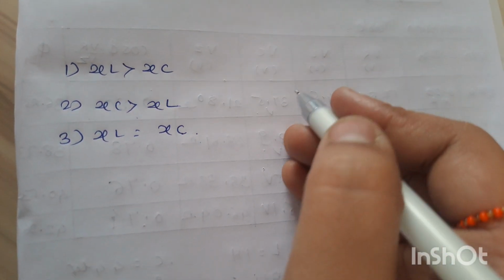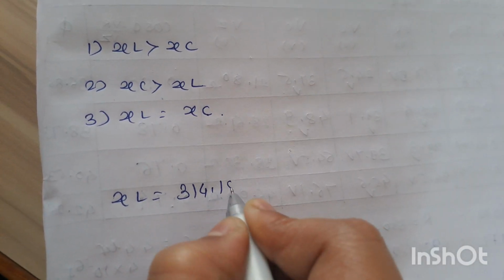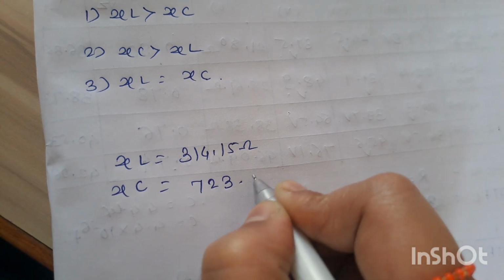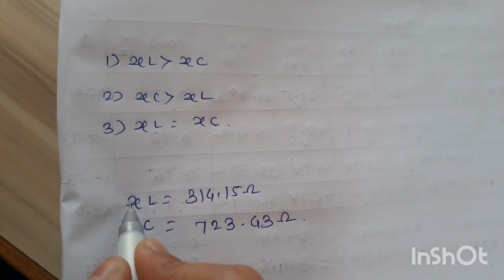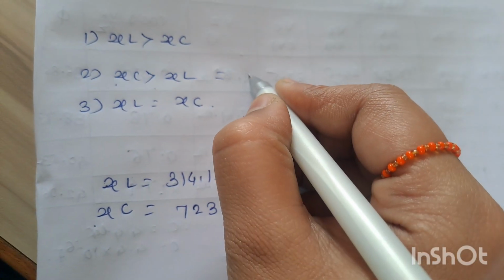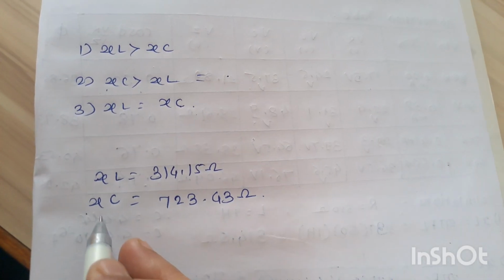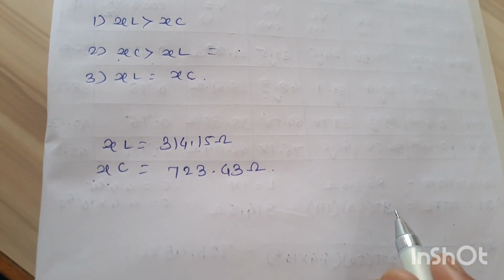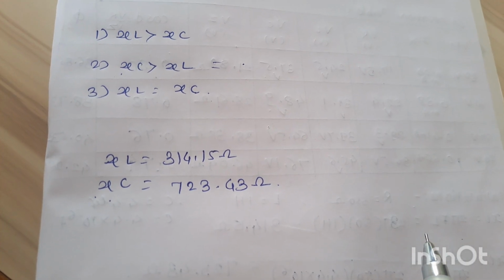Take three conditions for this circuit. Here the calculated value of XL is 314.15 ohm and XC is 723.43 ohm. So the value of XC is greater than XL. Here the second condition is occurred, XC is greater than XL. So we conclude that the circuit mounted on the kit is the capacitive circuit.